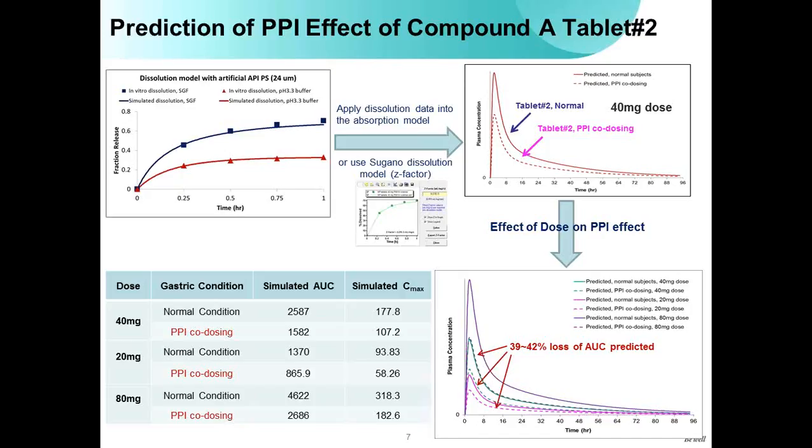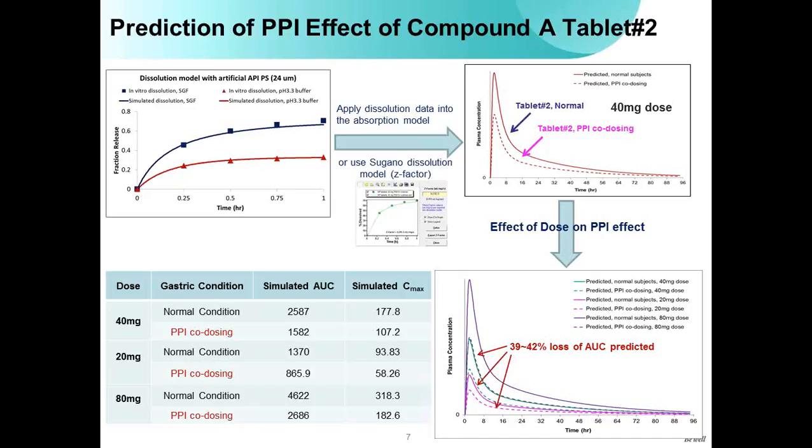Our group did several a priori predictions for this before we saw the clinical data. So we incorporated the dissolution profile of the enabling formulation in the two media, either by using an artificial API particle size setting or using the GastroPlus Z-factor models, into the baseline absorption models and predicted a 60% relative exposure for the enabling formulation in PPI co-dosing condition versus the normal condition.